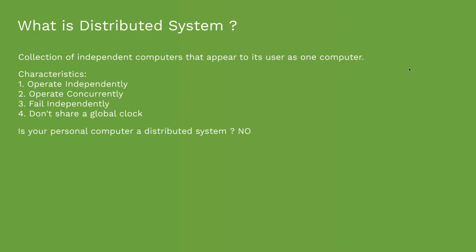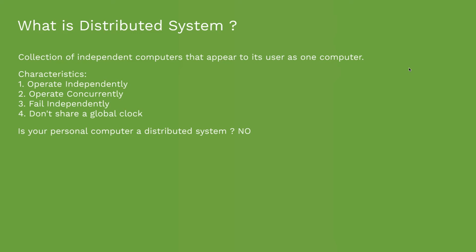Is your personal computer a distributed system? The answer is no. I have heard many times people say, okay, I bought a new laptop, it has the latest generation Intel i7, many cores, a good amount of RAM. So does that make your computer or laptop a distributed system? Why is the answer no? Because it is just one computer, not more than one.